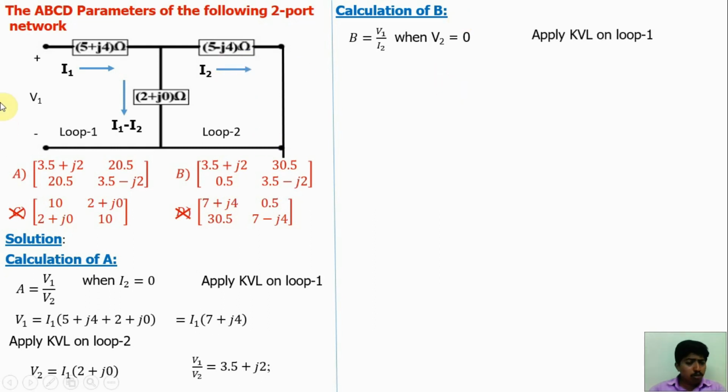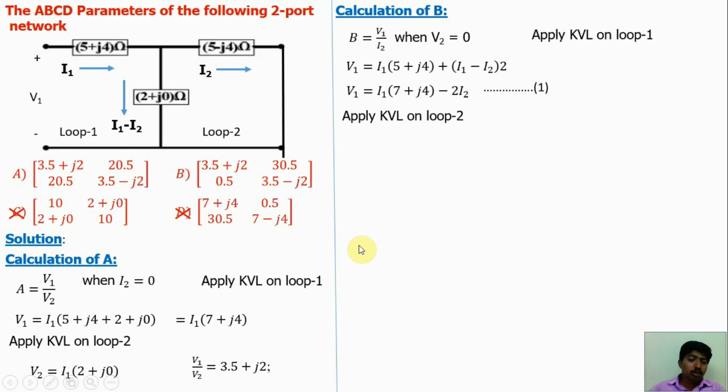Just apply Kirchhoff's voltage law for this loop. We have to consider I2 values. So V1 is equal to I1 into (5 plus j4) plus (I1 minus I2) into (2 plus j0), so 2. Simplify this equation, we will get this. We need V1 by I2, so apply Kirchhoff's voltage law for the second loop. Let us take this equation as 1. Now for the second loop, the drop across 5 minus j4 plus the drop (I2 minus I1) into 2 is equal to 0. So we will get this.